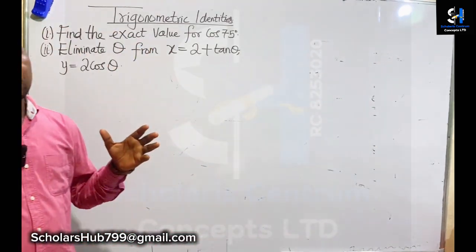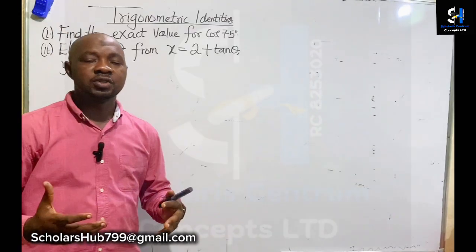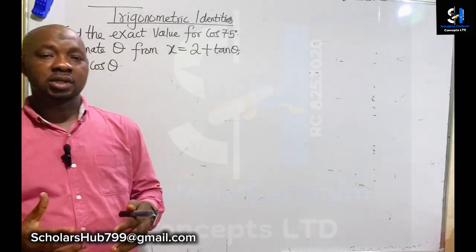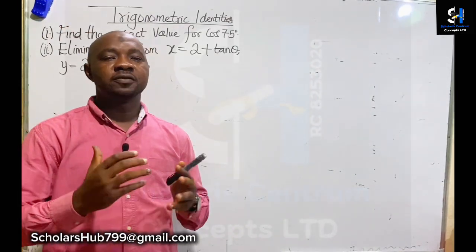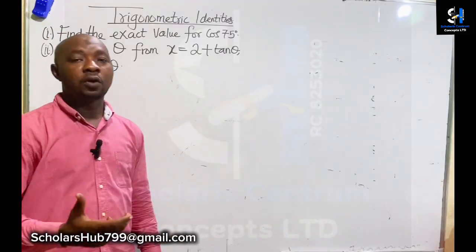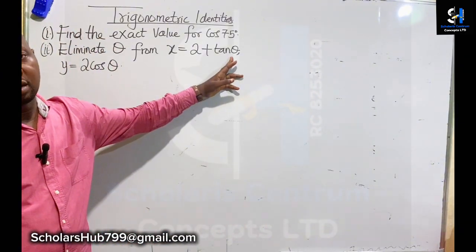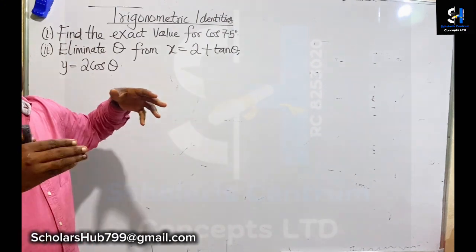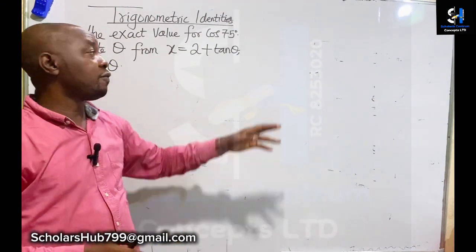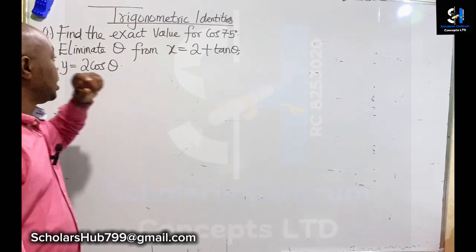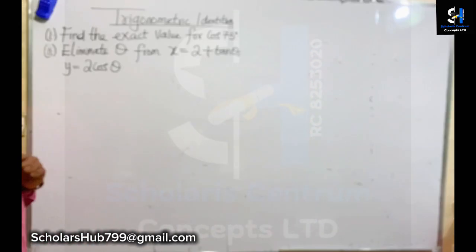And when we talk about trigonometric identities, they are equations that involve trigonometric functions and are true for all values of the variable. So if the variable is theta, that means the trig identity will be true for all values of theta. Okay, now we have two questions, like I said.